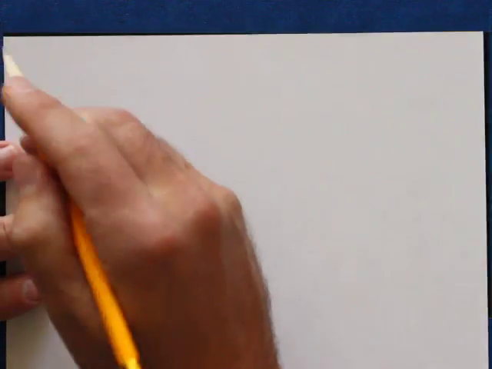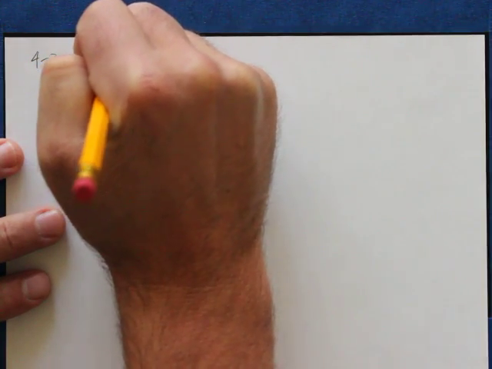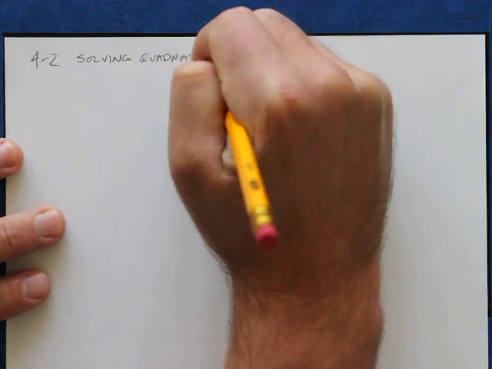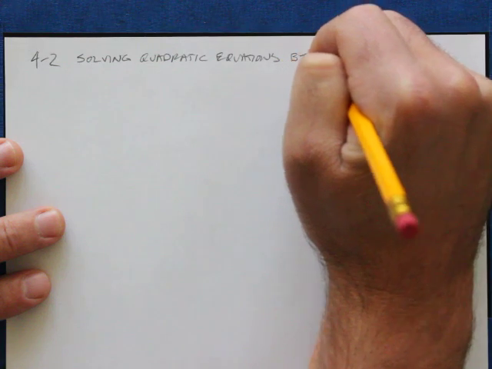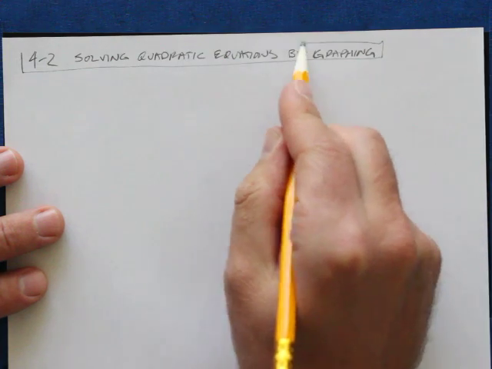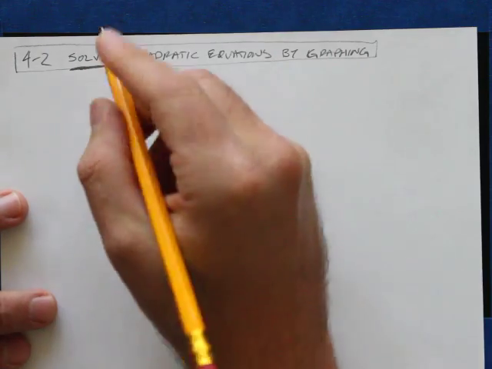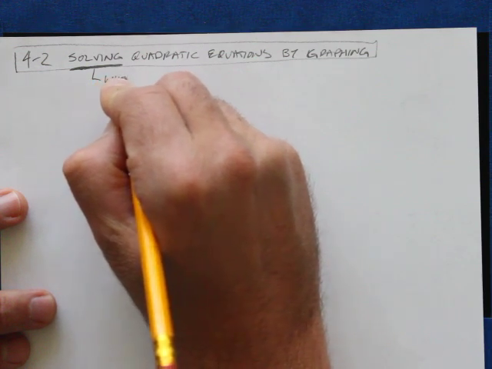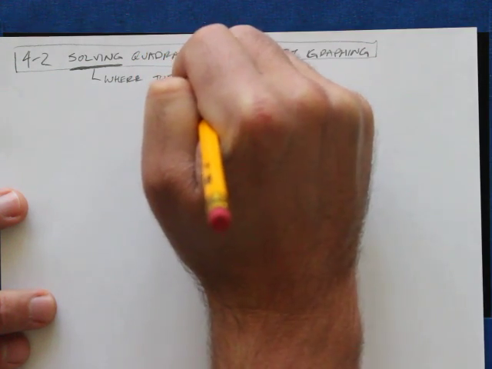Algebra 2, section 4-2, solving quadratic equations by graphing. So solving is where the graph crosses the x-axis. That's where the solution is. So we're trying to find where the graph crosses the x-axis.